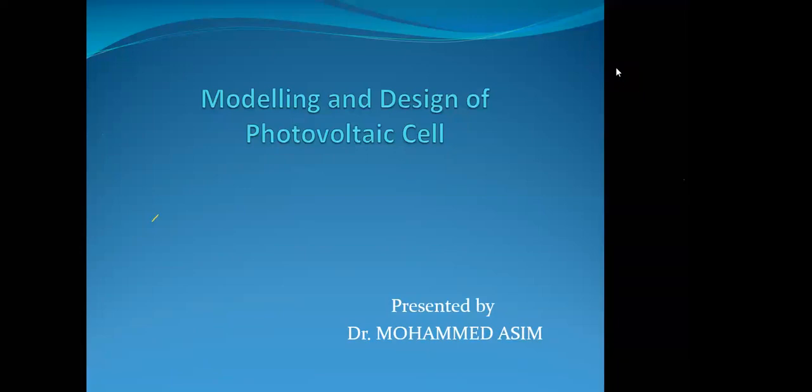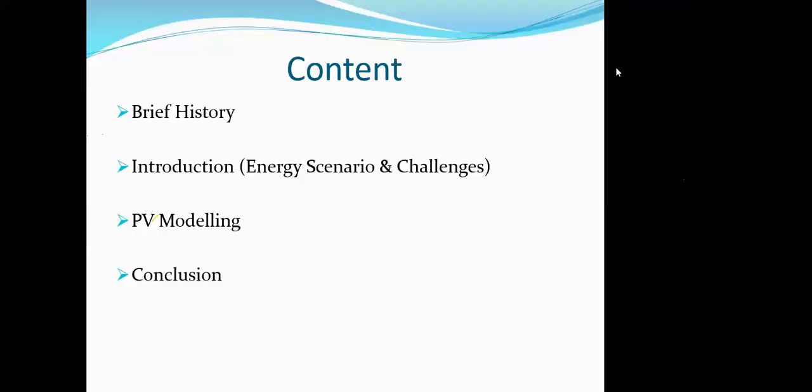Before going to the design and modeling of the photovoltaic cell, I would like to briefly discuss the history of it, then the introduction part in which we are discussing the energy scenario and the challenges, then the modeling part, and finally we will be concluding.